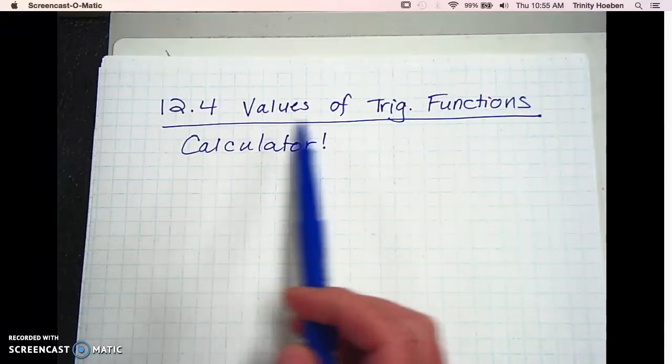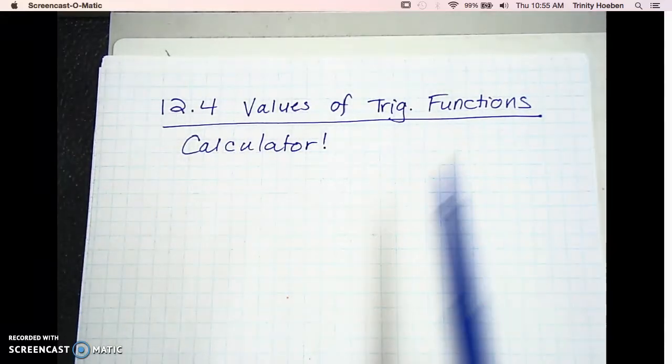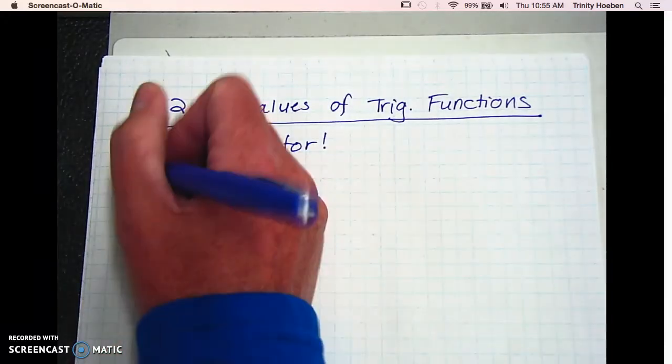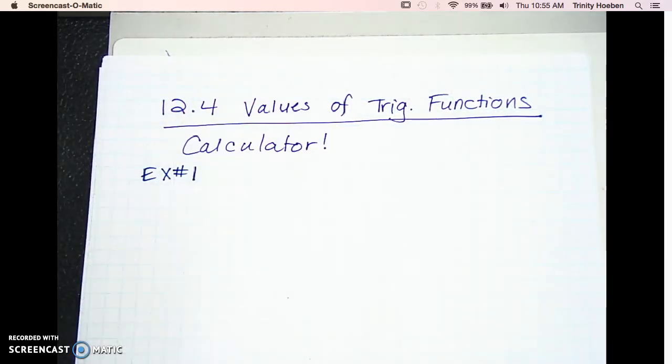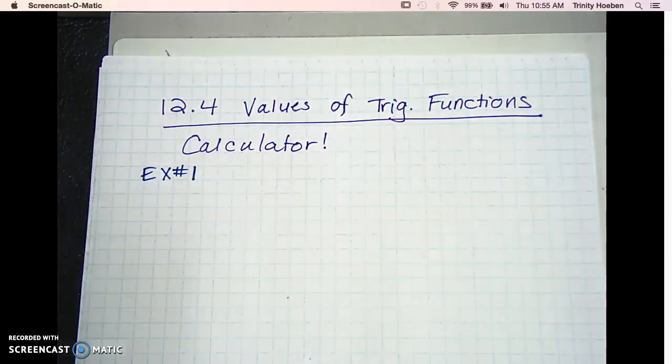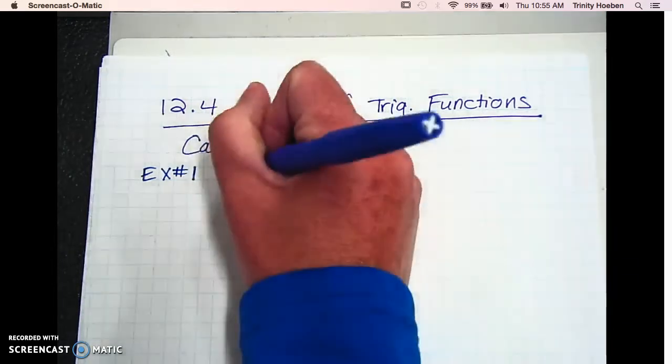Section 4 is called values of trigonometric functions. Some of these are going to be super, super easy, and some of them are just a matter of knowing how to type it in your calculator. If you know how to type it in your calculator, you're going to be good to go.